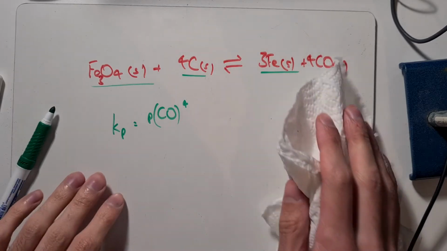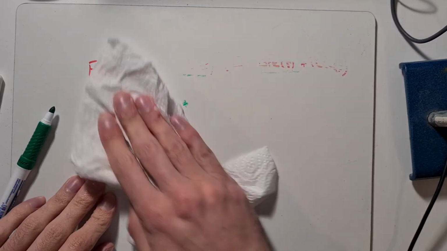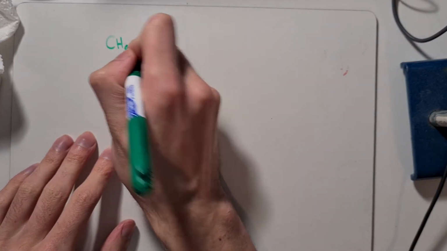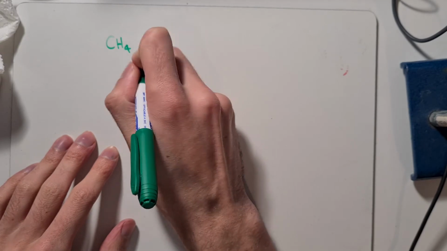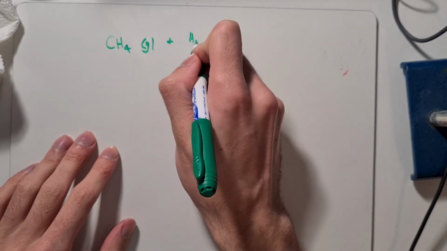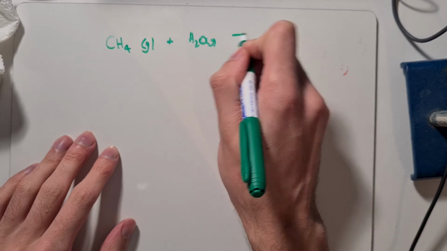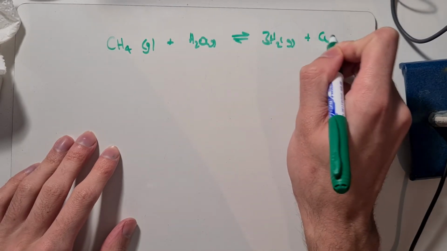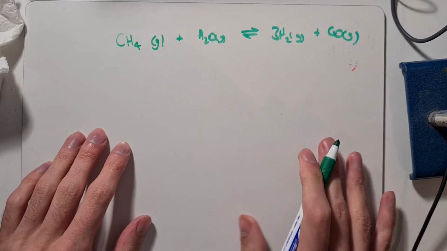In part B, we've then got a question in terms of Le Chatelier's principle: the conditions of pressure and temperature for a maximum yield for the equilibrium shown above. So what would we have? CH4 gaseous plus H2O gaseous goes to 3H2 gaseous plus carbon monoxide gaseous.